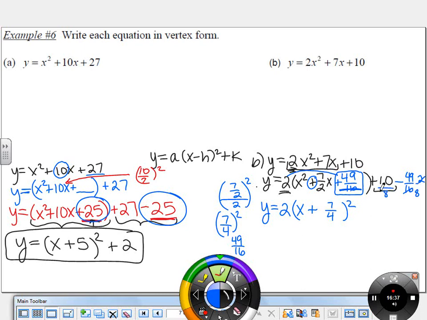And if I want to make 10 over 8, so it's like it's over 1, I multiply by 8 in the denominator to get 8. Then I also need to multiply by 8 in the numerator, which is going to become 80. So then what I'm going to have here is an 8 in the denominator, and 80 minus 49 is 31. So it might not look pretty. There's fractions and all of this, but it's fine. My equation is y equals 2 times x plus 7 over 4 squared plus 31 over 8, and now I have the equation in vertex form.